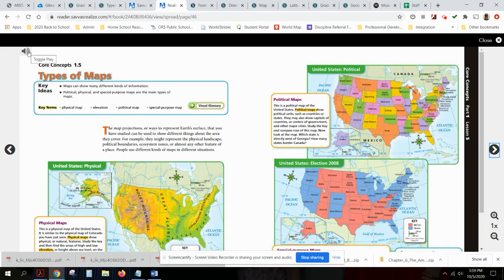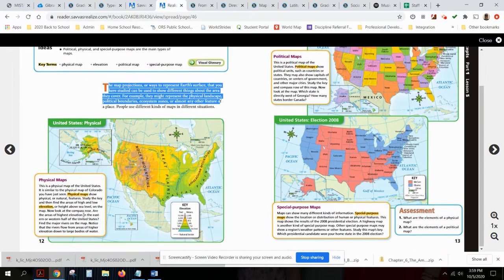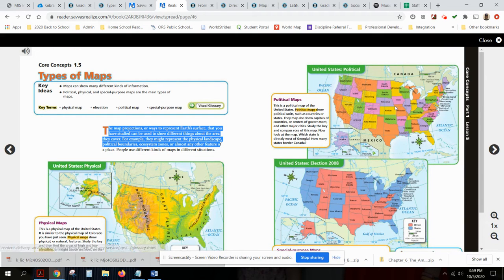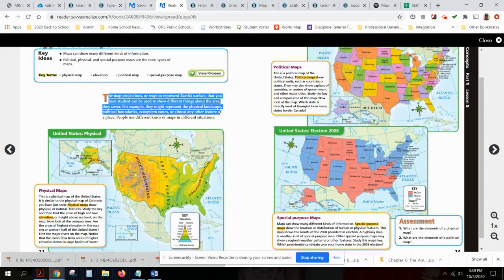All right, first of all, when we click on the microphone, it's only going to read this first section. So we're going to have to do the reading for each of these, right? The physical map section here is going to describe what a physical map is. It is a map that shows natural features such as elevation, which is height above sea level. The political maps are maps that show human features such as political boundaries. And finally, a special purpose map can show either physical or human features, natural or human features.